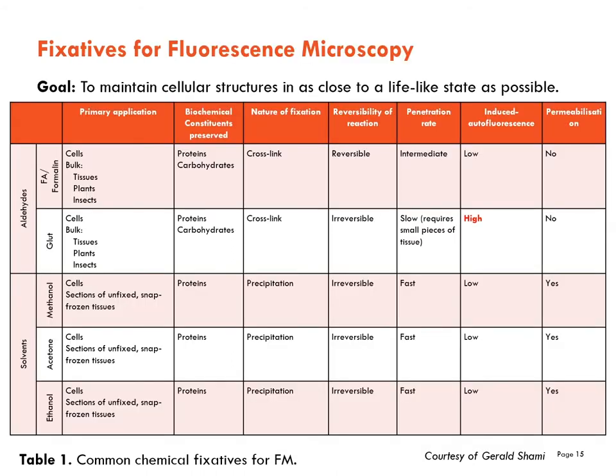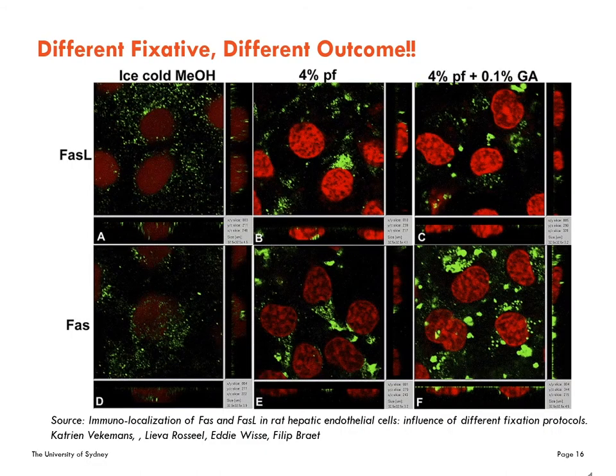Here is a table to compare common fixatives for fluorescence microscopy. Please notice that glutaraldehyde can cause high autofluorescence in your sample. Different fixatives can cause different outcomes. Here's an example. This paper shows a confocal image of rat hepatic endothelial cells with different fixatives, including ice-cold methanol, paraformaldehyde, and paraformaldehyde mixed with glutaraldehyde.